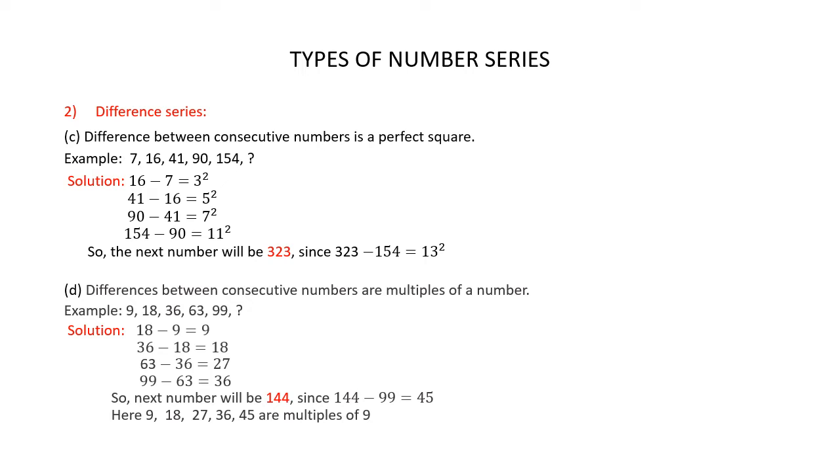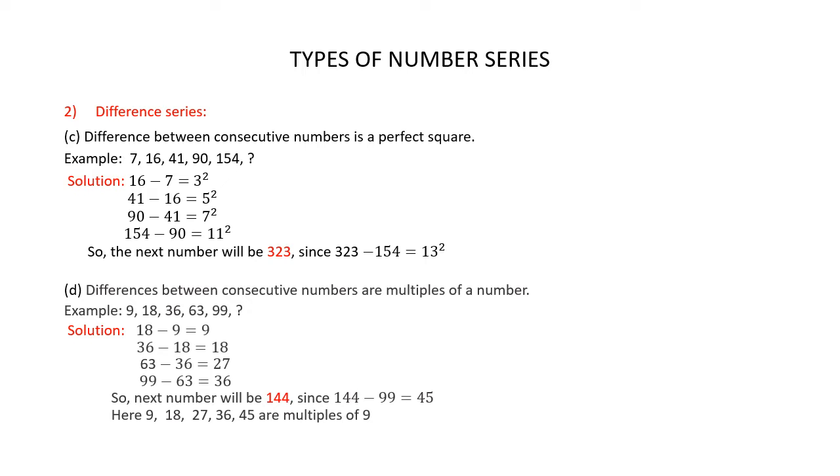So the next prime number after 11 is 13. So the next difference will be 13 squared, which is 169. This means when you add 169 to 154, you'll get the missing number. 169 plus 154 is 323. So the next number will be 323, since 323 minus 154 is equal to 13 squared. So here the differences are all the perfect squares of consecutive prime numbers.